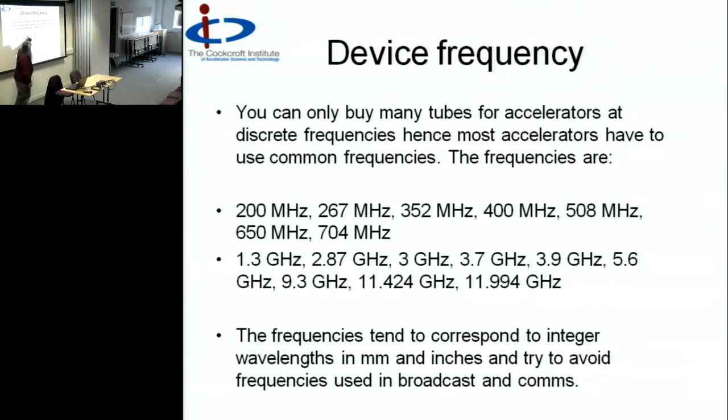200, 267, 352, 400, 508, 650, 704, and then the gigahertz ones: 1.3, 2.87, 3.7, 3.9, 5.6, 9.3, 11.424, 11.994. No other frequencies exist. These are the only frequencies you can buy tubes at. So when you're designing your accelerators, as accelerator physicists or whatever you do, you have to pick one of these numbers, because otherwise you can't buy an RF source to drive it. So it's a bit of a problem.